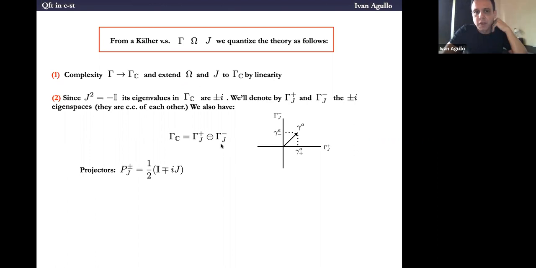So therefore, if you give me a complex structure, I can always divide the phase space in two eigenspaces, gamma minus and gamma plus. And I can decompose any vector unambiguously in these two eigenspaces because they don't intersect except in the zero element. And I can build projectors. These are the projectors for the two.